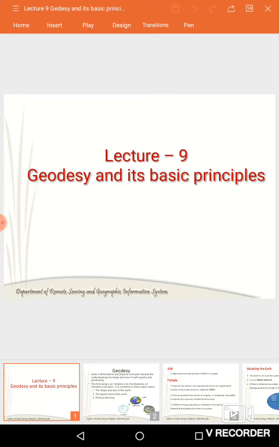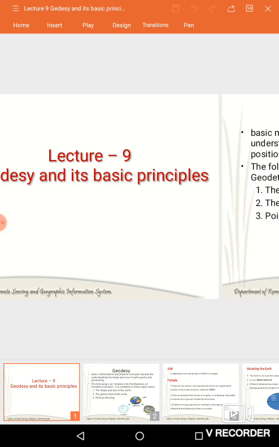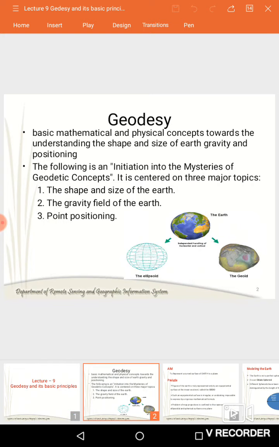Hi, today we are going to discuss geodesy and its principles. First, we have to know what geodesy is. It is the measurement of the shape and size of the earth using basic mathematical and physical concepts. In this, we first have to know the size and shape of the earth, the gravity field of the earth, and also point positioning, or positioning of the earth at a particular point.